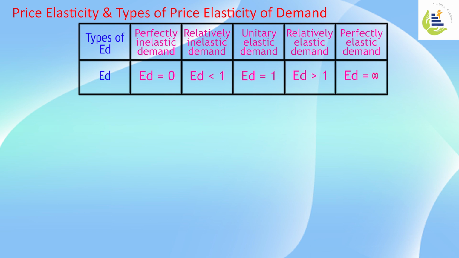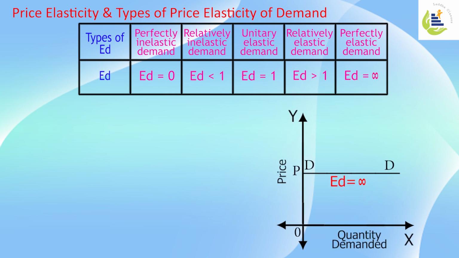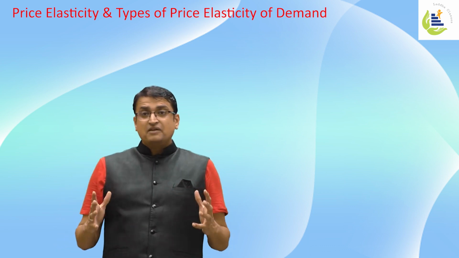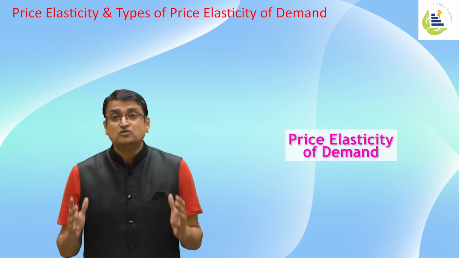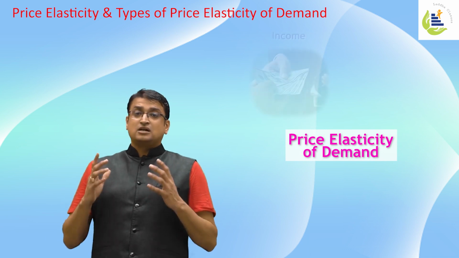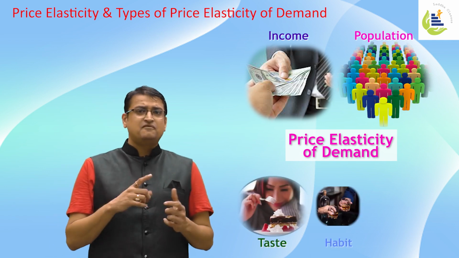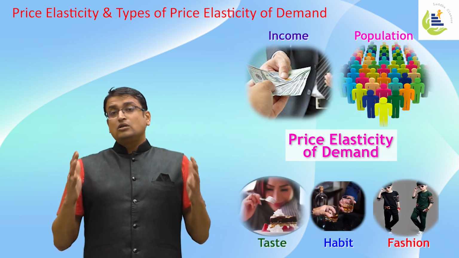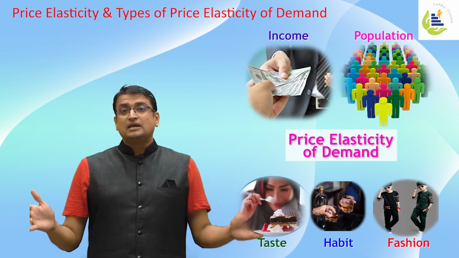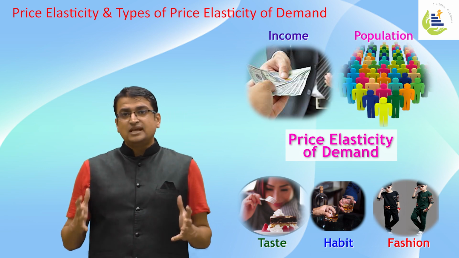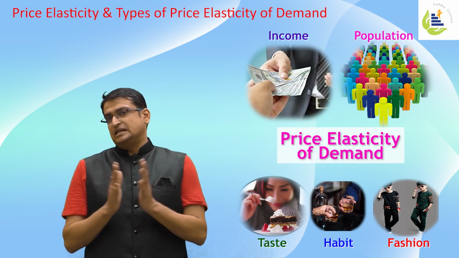And when the graph is purely horizontal, we say it's an infinite elastic demand or perfectly elastic demand. In real life, it doesn't happen. Understand that while deriving elasticity of demand, we assume various things like consumers' income, total population, taste, habit, fashion. All those parameters remain the same. So the parameters which affect demand, we assume to be the same while establishing the price elasticity of demand.